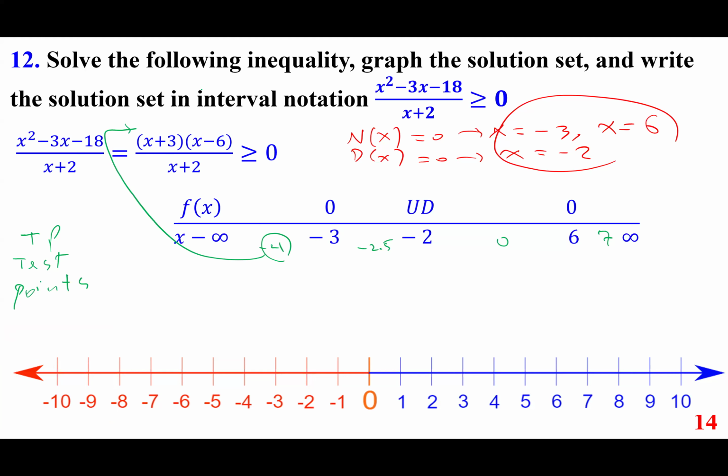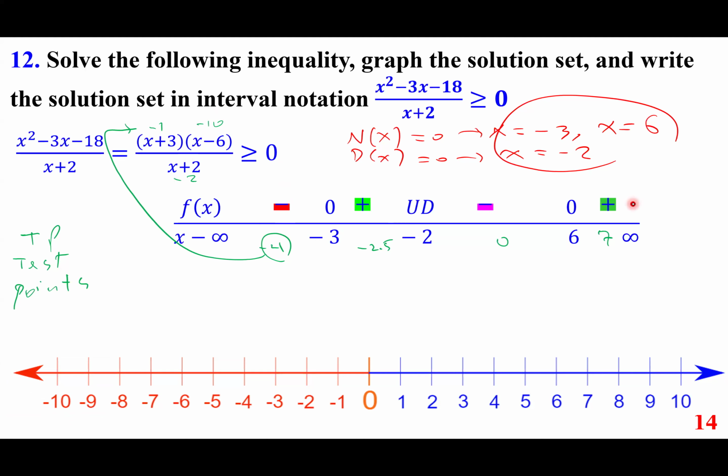this becomes, and I'm interested in sign, negative 4 plus 3 is negative 1. Over here becomes negative 10. Over here becomes negative 2. So negative times negative divided by negative is negative. I'm interested in sign, and the rest of them alternate. So negative, positive, negative, positive.